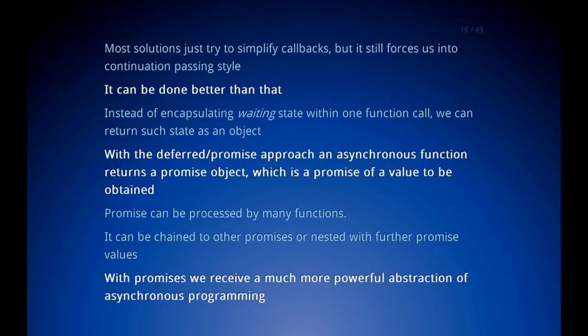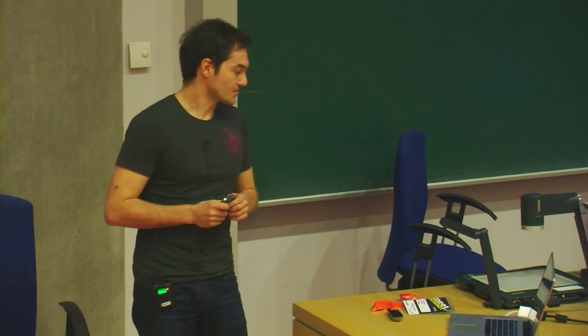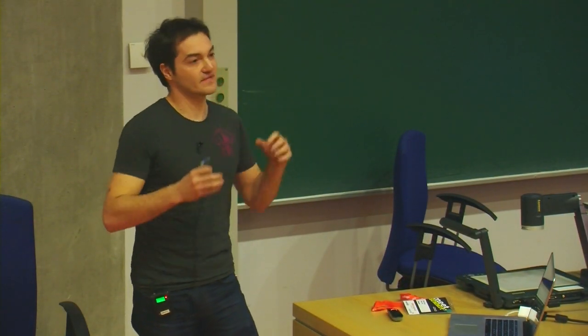Most solutions just try to simplify callbacks. That's what I said, but it can be done better than that. Instead of encapsulating the waiting state, we can return such state as an object, and that's what promises are about. With the deferred promise approach, an asynchronous function returns a promise object, which is a promise of a value to be obtained.